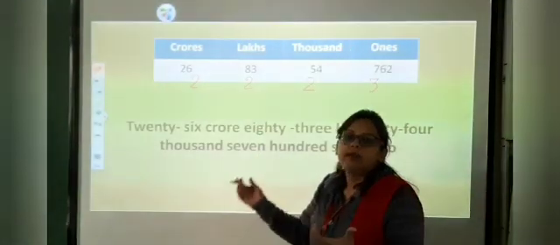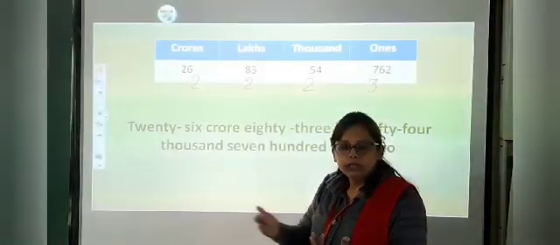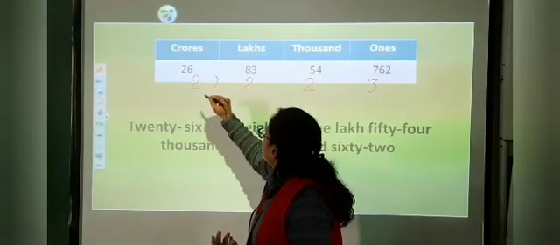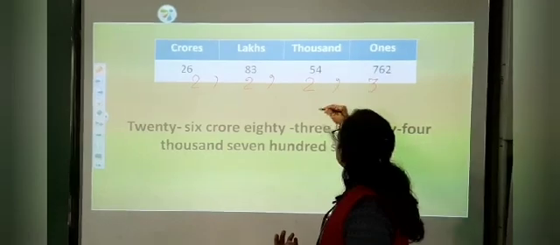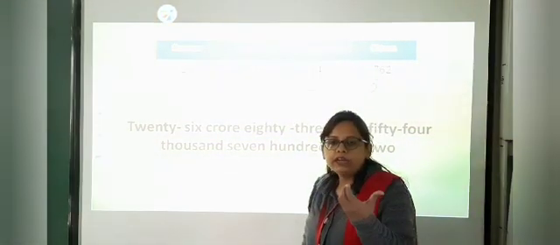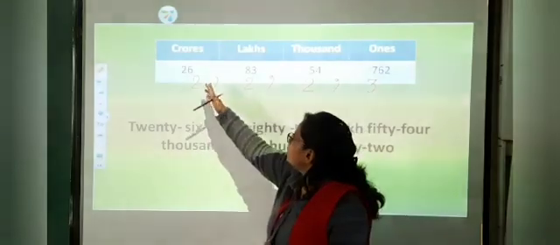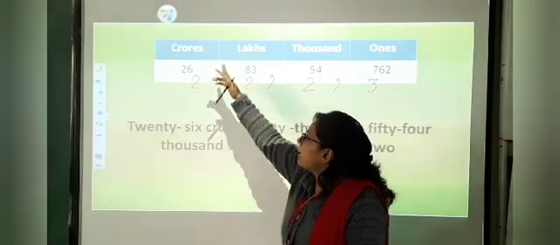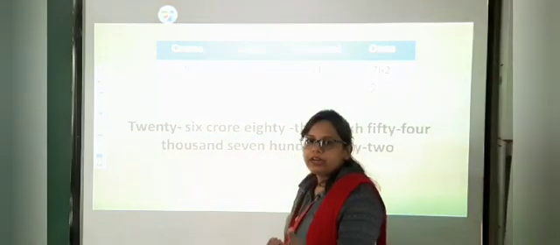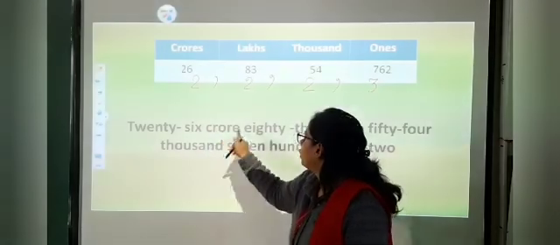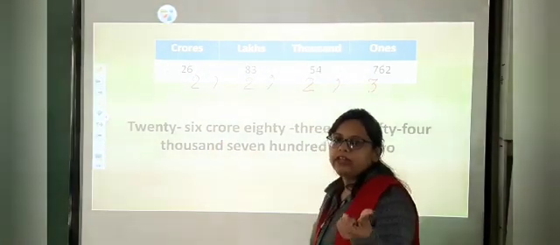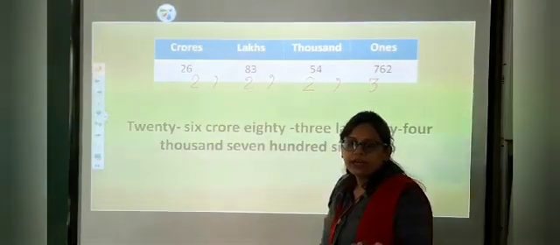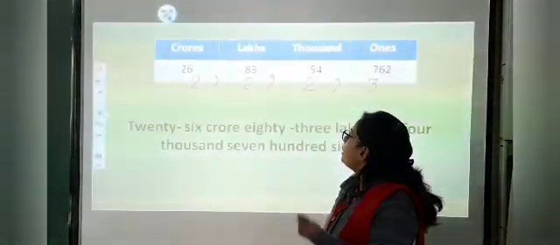So that is how we name the number. And to make it simple, we can put a comma between these groups. Now how can we read this number? This number can be read as 26, 2 and 6, 26. So 26 lies in the crore group, so we can read it as 26 crore. Then 8 and 3 is 83. So 83 lies in the lakh group, so we can read it as 83 lakh.